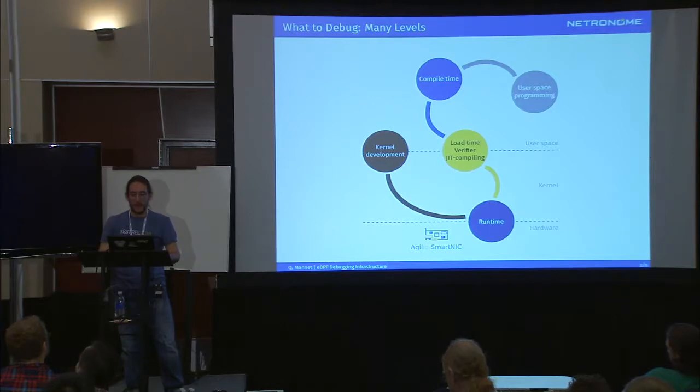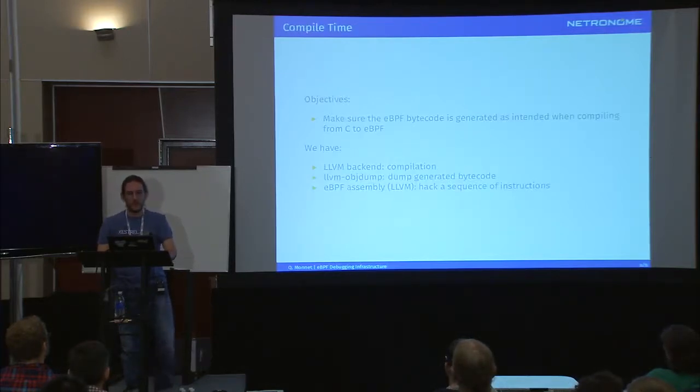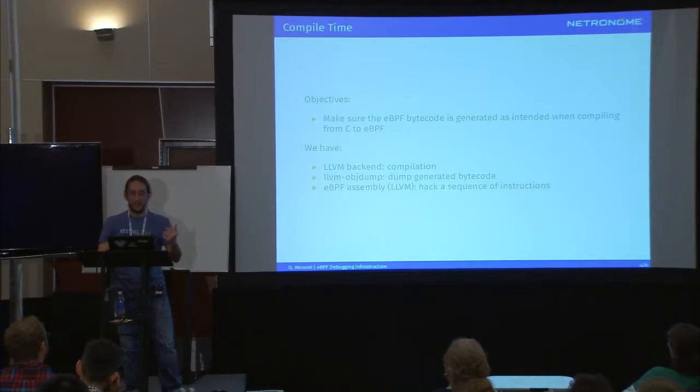So I start with the compile time blocks. I don't have that much to say on this one. What I want to do is to make sure that my C program is compiled into the expected instructions. So what I have is mostly the LLVM backend client to turn my program into BPF. I do have a couple of utilities here coming with LLVM mostly to check that the instructions are as I expect. So LLVM objdump makes me able to see the generated instructions from my ELF file.